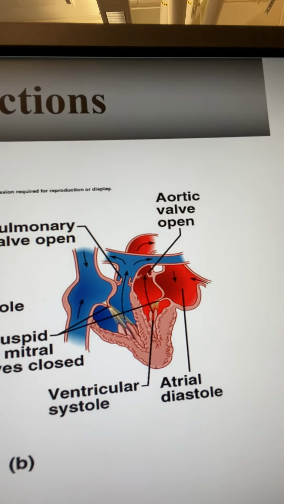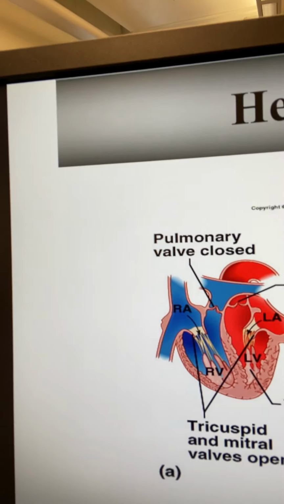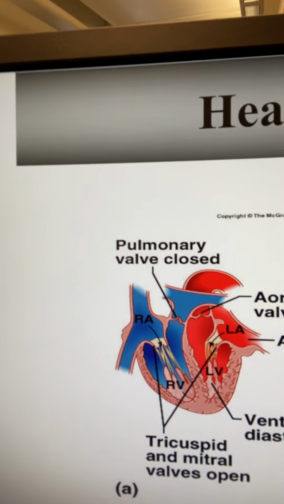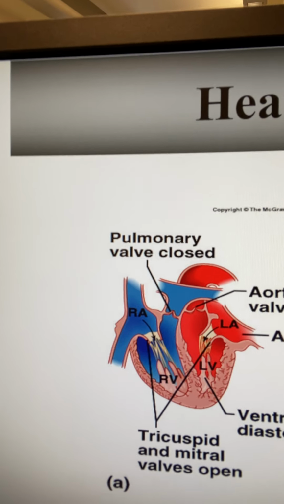That's where the two ventricles are pumping blood. All right, so whenever a portion of the heart is contracting, it's called systole. And whenever a portion of the heart is receiving blood, it's called diastole. In this first diagram, the atria are in systole and the two ventricles are in diastole.